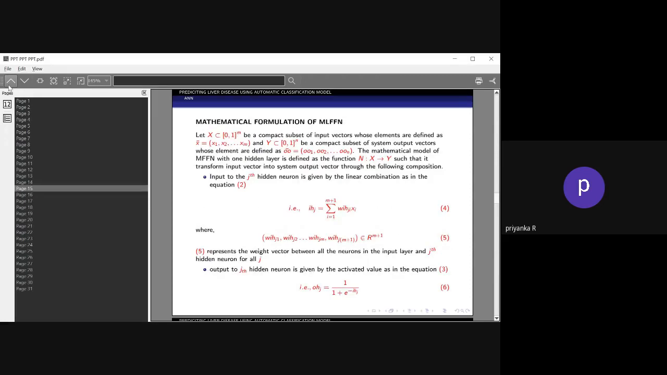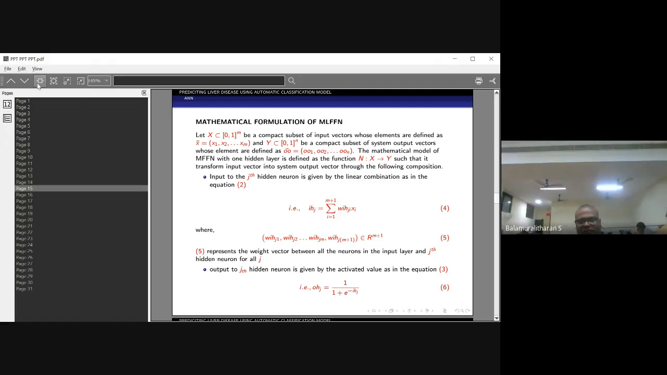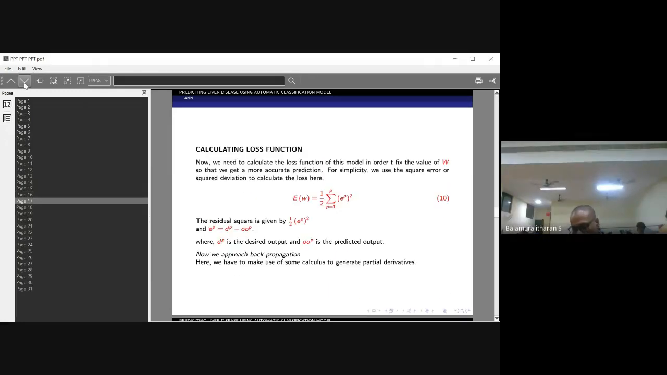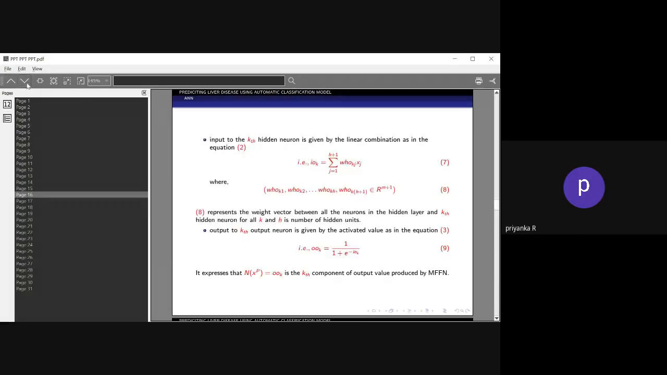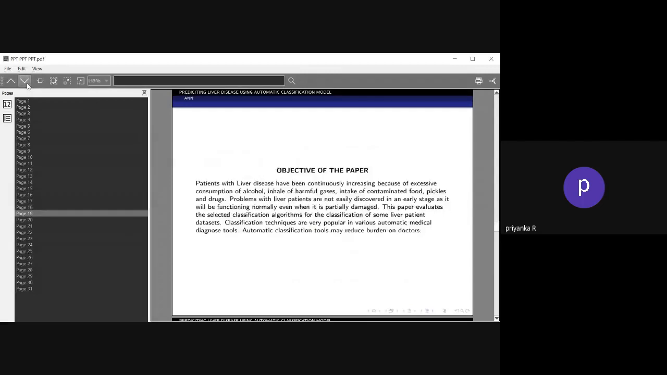Sir? Tell me. Yes. So this is a mathematical equation. Without this equation, how can I proceed, sir? Or shall I proceed next, sir? Sir, with the help of this mathematical equation, we apply this kind of equation to the Indian liver patient data set, sir.